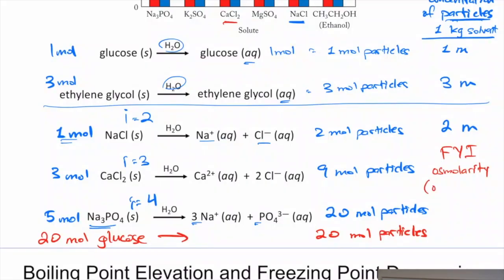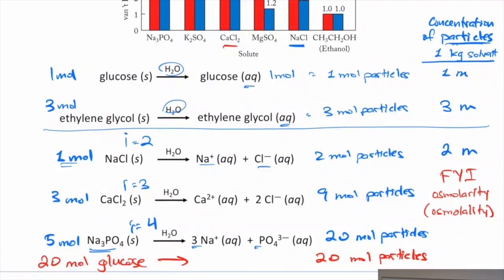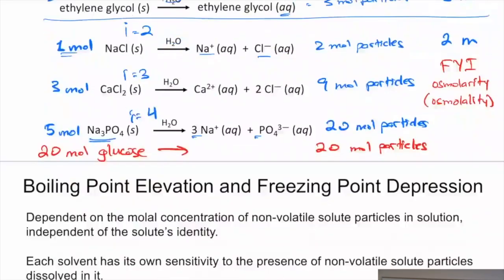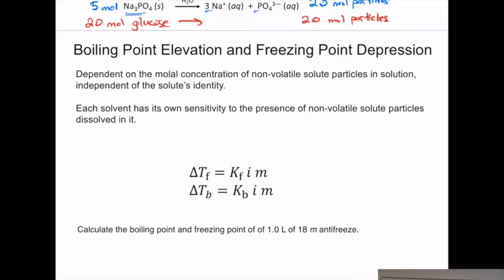Sometimes that's called the osmolality. It's simply the concentration of particles in the solution, which is ultimately what's going to dictate our colligative properties. But again, that's an FYI. We don't test you on that in this class. It's not in your textbook, so don't worry about it. Okay, so now let's apply this to some actual computations.